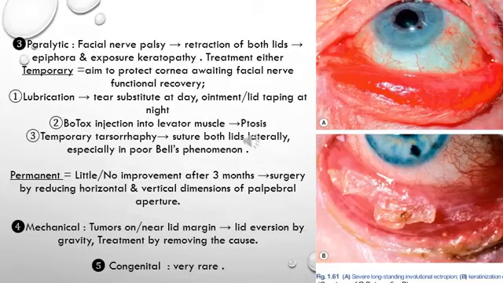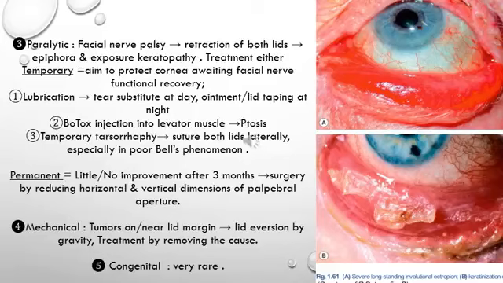The third type of ectropion is the paralytic type that results from facial nerve palsy, for example, causing retraction of both lids, the upper and lower lid, causing also epiphora, exposure of the cornea, exposure keratopathy. Usually a patient with facial palsy, you treat either with temporary closure of the lid, aiming to protect the cornea, waiting for facial nerve function recovery.